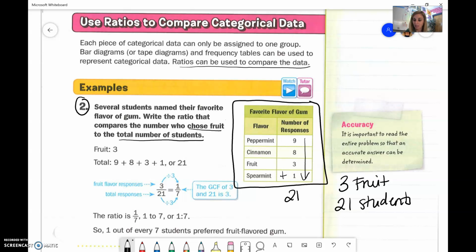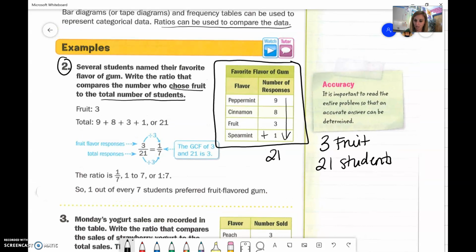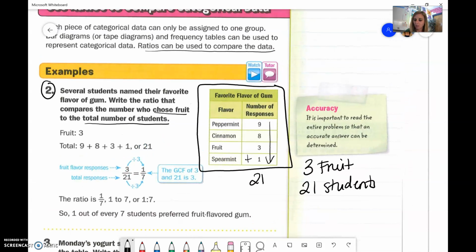So now let's write that as a ratio. We're going to write it 3 ways, and then we're going to look at that fraction, the last way, because that's where we're going to simplify, and I always end up running out of room, so I'm going to come up here. So it is a 3:21 ratio, but now this is where we can turn this into simplified.